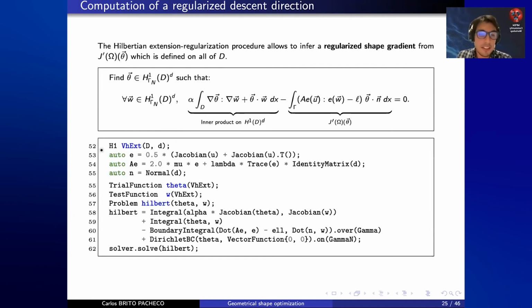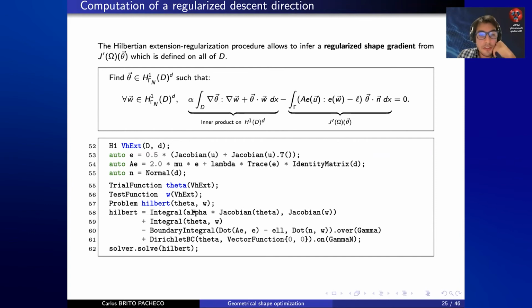How do you do this in Rodin? Again, you just build the extended finite element space over the whole domain D. You write your expressions in quite a syntactic manner. So you write the stress tensor, the strain tensor, and the normal. Then you define your trial functions on the extended finite element space. Do your test function also on the finite element space. So just like here, we use the same notation. And then you define your problem. I have called it Hilbert.